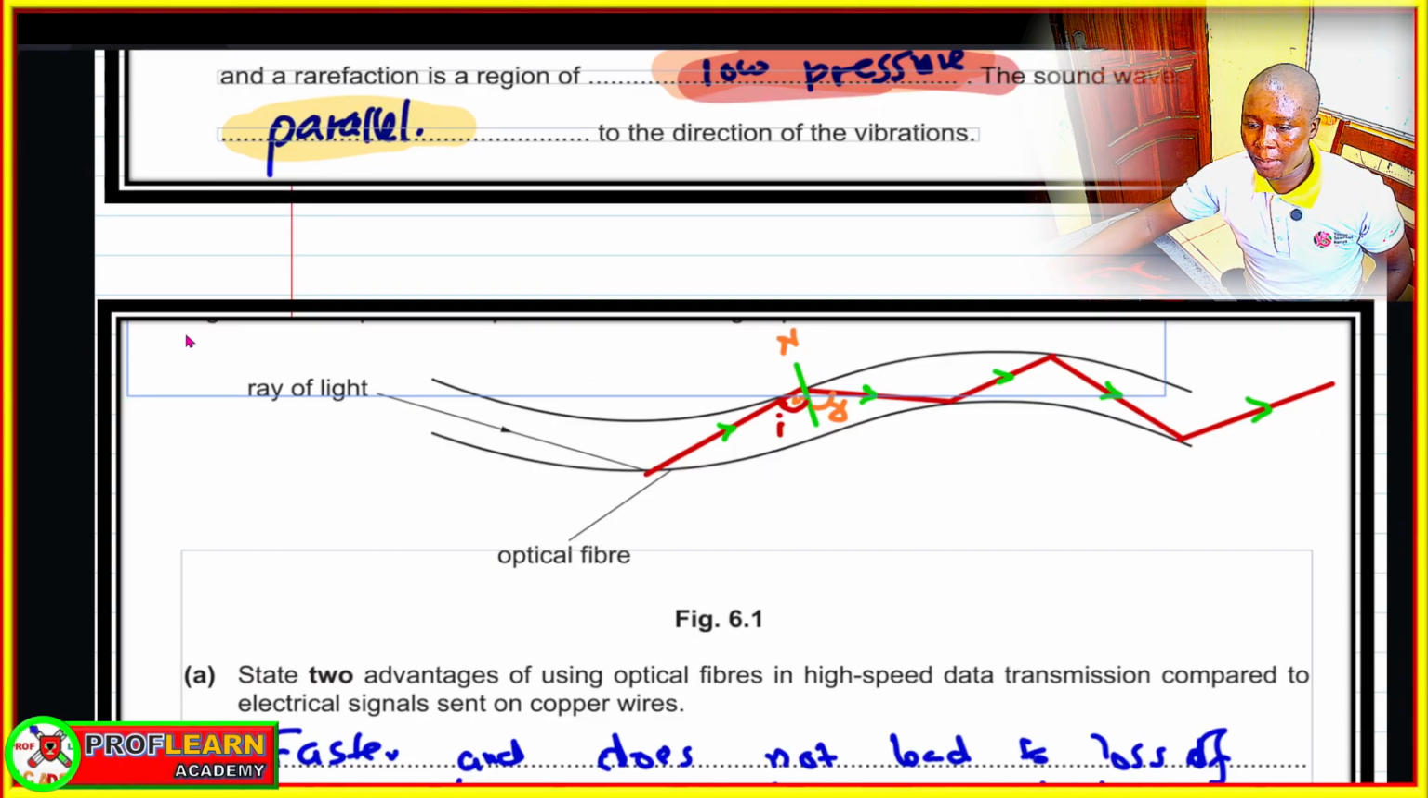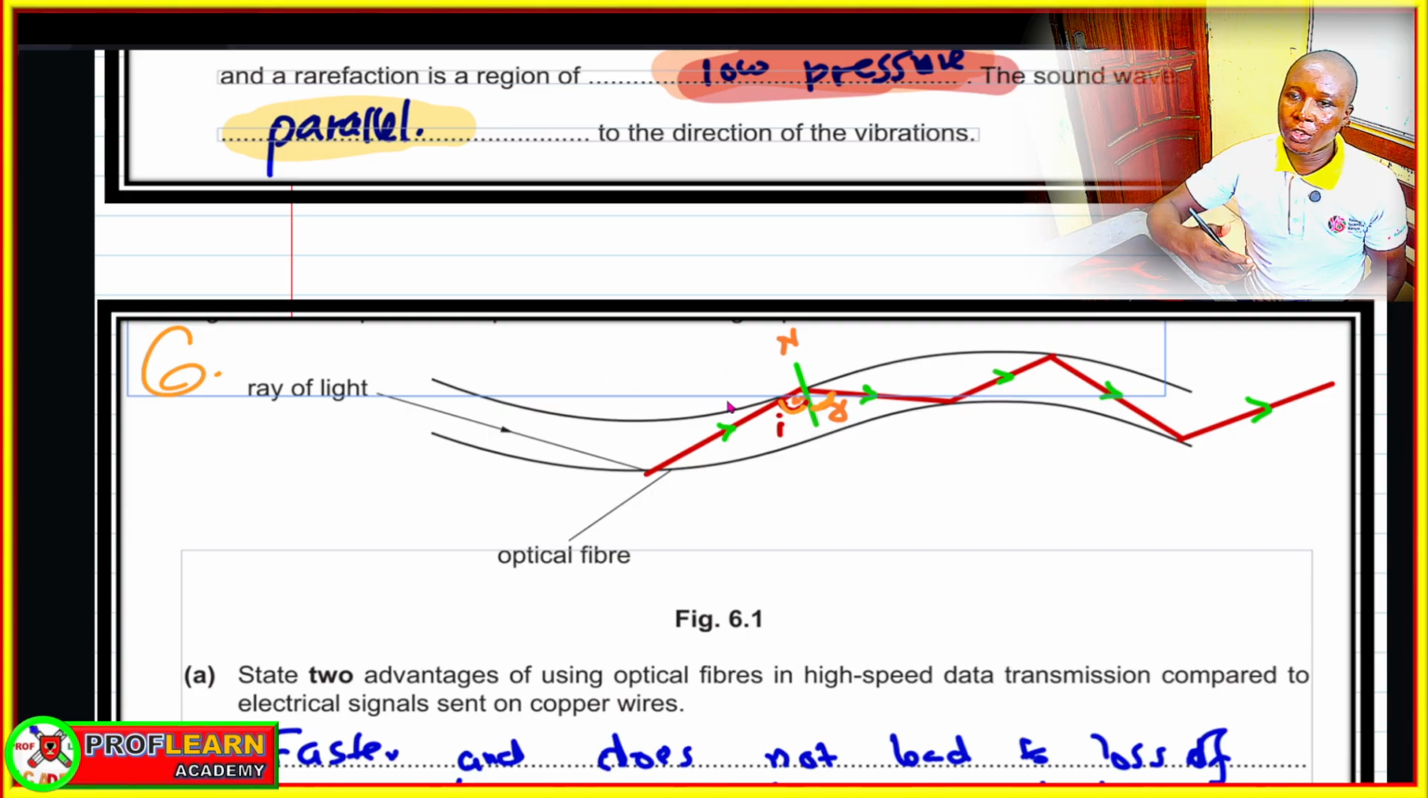Then we have an optical fiber. This is fiber optics, or optical fiber. A light was directed, then light is going to undergo total internal reflection like that as it travels through the optical fiber. And this is the angle of incidence. The angle of reflection is the other one here, whereby we have a normal.